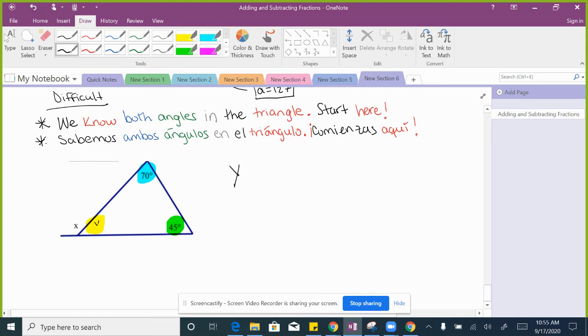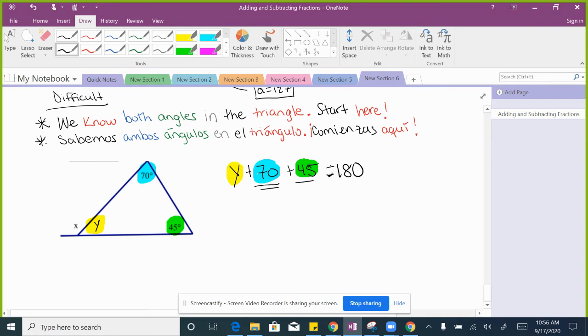I'm going to put this angle here as y because I already have x. Ya tiene x aquí, entonces uso y. The second angle is 70. El segundo ángulo es 70. And the third angle is 45. Y el tercer ángulo es 45. These three angles equal 180. Esos tres ángulos se suman a 180 grados porque recuerdas, en un triángulo todos los ángulos se suman a 180 grados. Remember, in a triangle, all of the angles add to 180.